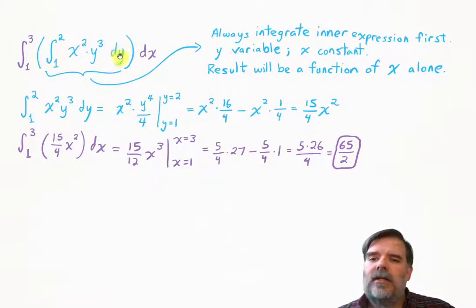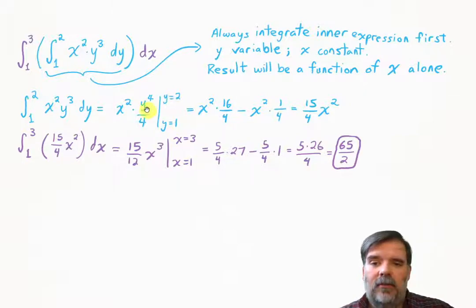So here, dy indicates that y is a variable and x is a constant. And so this inner expression is a constant times y cubed, while the antiderivative is the constant times y to the 4th over 4. And we need to evaluate that at the bounds from y equals 2 to y equals 1.